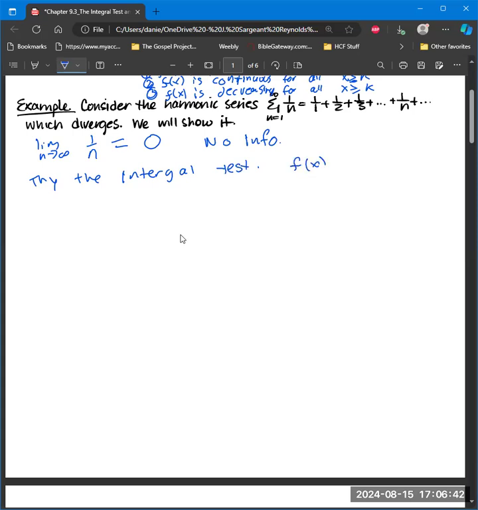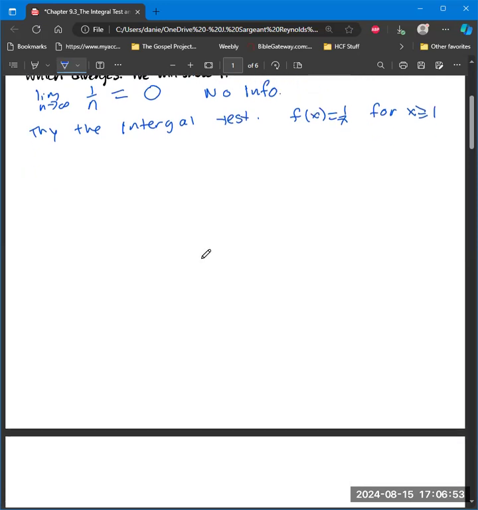Letting f of x be equal to 1 over x for x greater than or equal to 1. And we can't just draw the graph and look at it and assume that these conditions are met. First, is f of x positive?